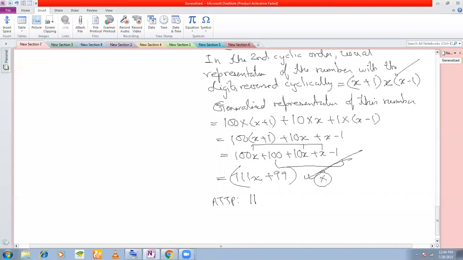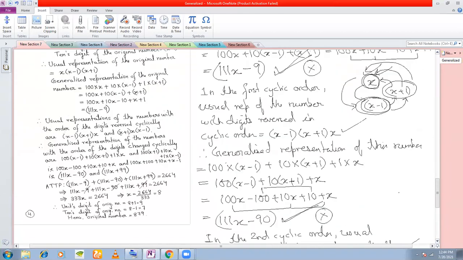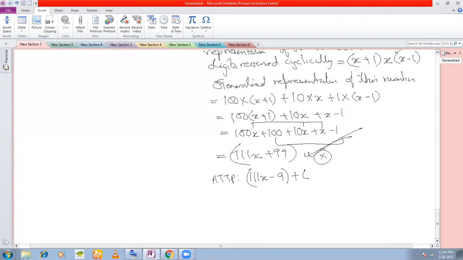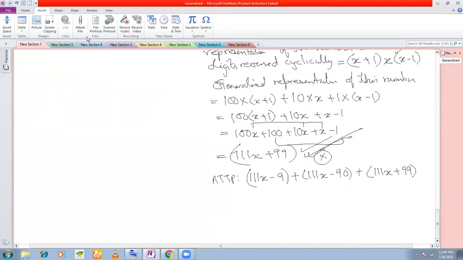The original number is 111x minus 9, plus the next number with the digits reversed, which is 111x minus 90. So plus 111x minus 90. And the final number after the digits are reversed, we are getting this: 111x plus 99, is equal to 2664.